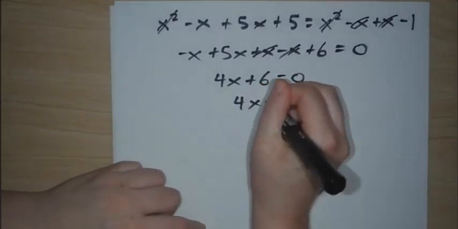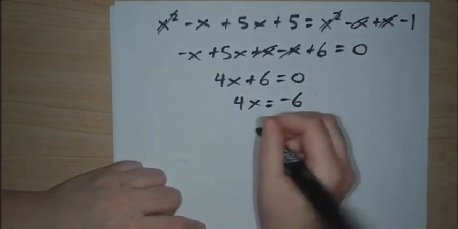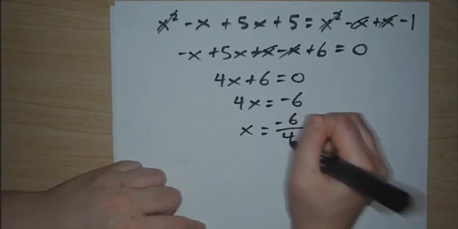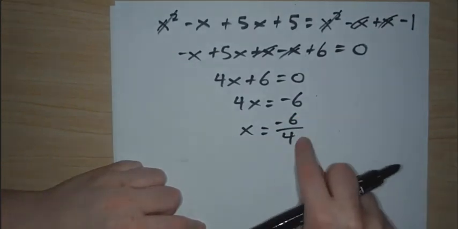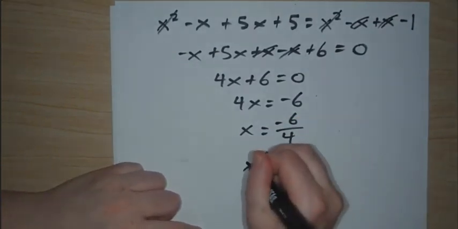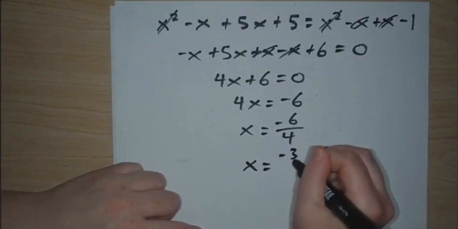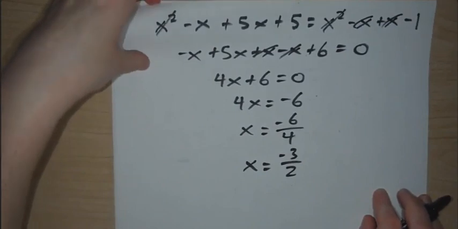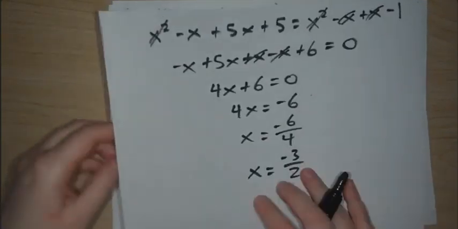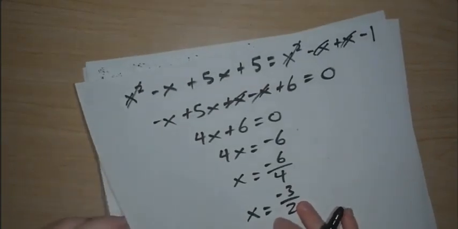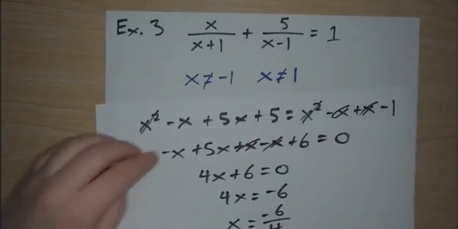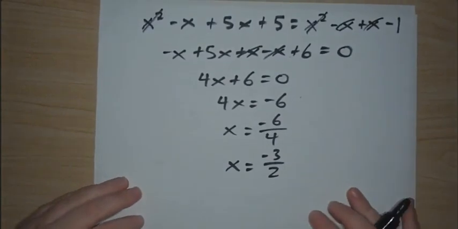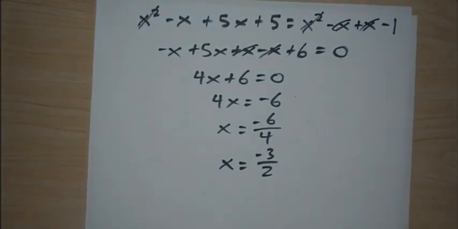So we have 4x is equal to negative 6. Dividing by 4 on both sides, we have x is equal to negative 6 divided by 4. And 6 and 4 both have a factor of 2. So we can simplify that to negative 3 over 2. And we look back to our domain restrictions, and we notice that x could not be negative 1 or 1, but negative 3/2 is neither of those. So that is our answer.